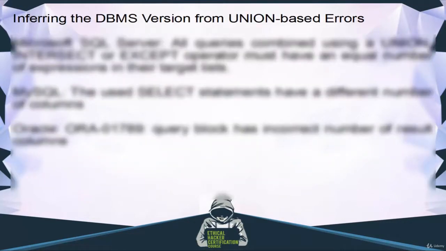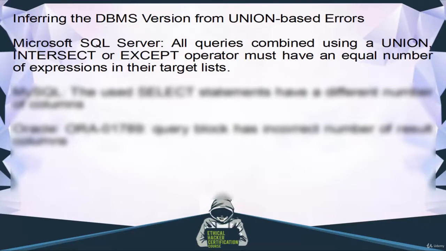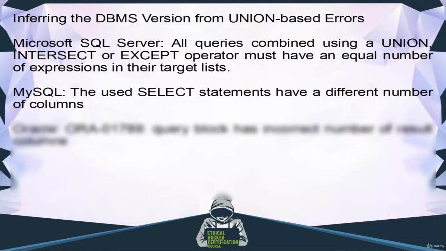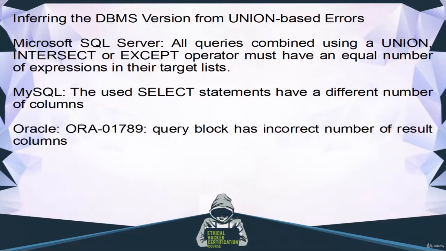Now let's see inferring the DBMS version from union-based errors. Microsoft SQL Server: all queries combined using union, intersect or except operator must have an equal number of expressions in their target list. MySQL: the used select statements have a different number of columns. Oracle: ORA-01789, query block has incorrect number of result columns.